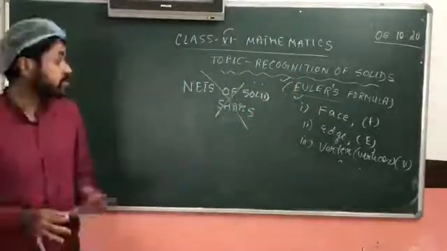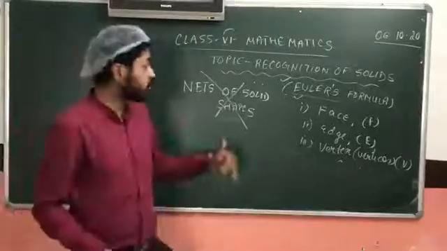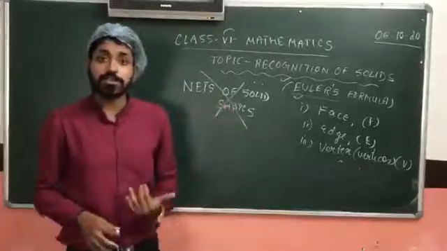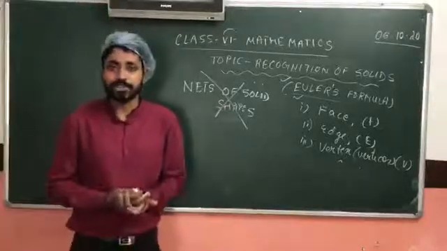I hope you've understood the chapter. It is very easy. Just Euler's formula. It is very evident that this chapter is important for Euler's formula, and you have to know Euler's formula because it is important for your half-yearly examinations.